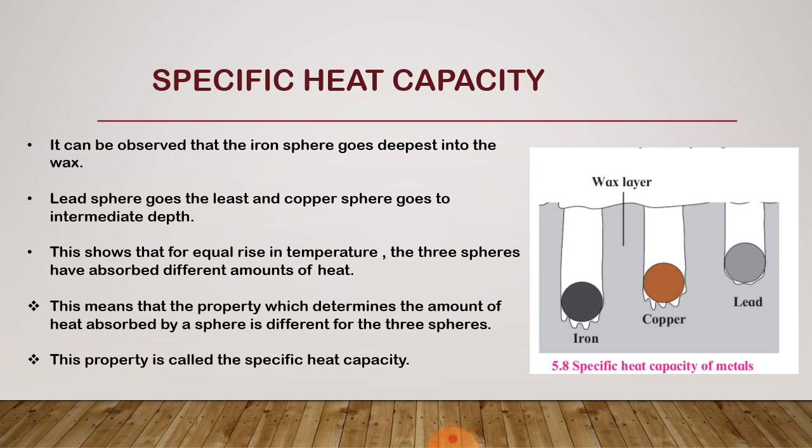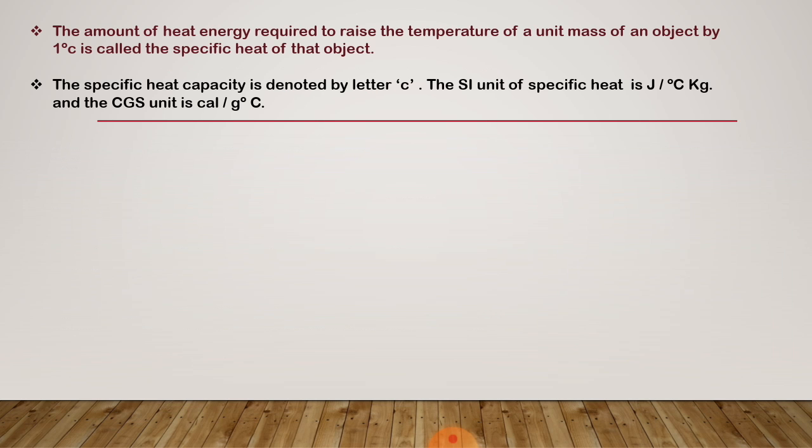This means that the property which determines the amount of heat absorbed by a sphere is different for the three spheres. Yes, absolutely right. And this property is called what? This is called specific heat capacity. The capacity of the sphere to absorb the heat. The amount of heat energy required to raise the temperature of unit mass of an object by 1 degree Celsius is called the specific heat of that object.